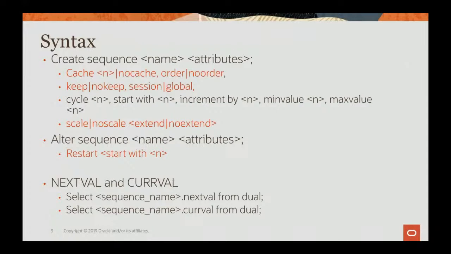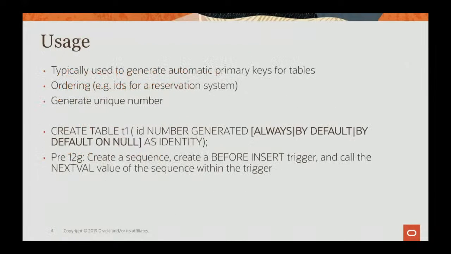So let's say you created a sequence already. Now the operations on the sequence are very simple and straightforward. There's only two things you can do. You can either get the nextval, which is the next value from the sequence, or you can get currval, which is the last value that was already given out.